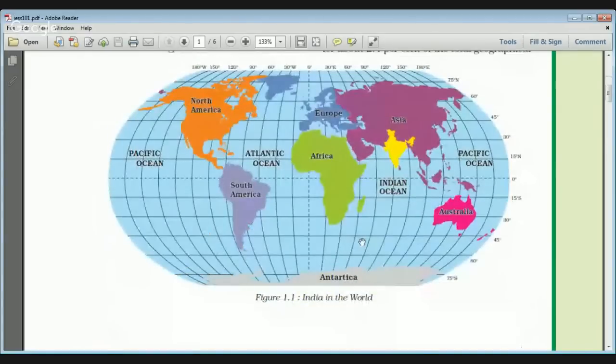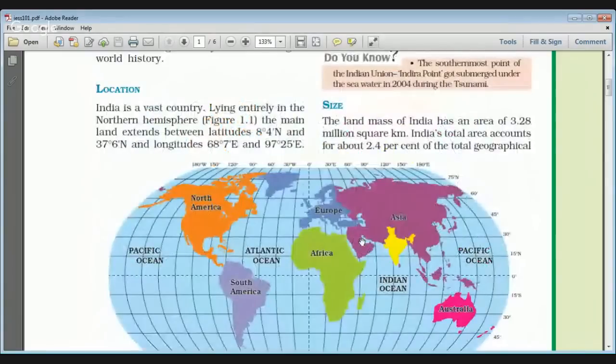And this is the world map, and this yellow color is showing the Indian territory. And if you see the size of India, India has an area of around 3.28 million square kilometer officially. But some of the area of Kashmir is occupied by Pakistan, and also Siachen, and some part of the Aksai Chin area is covered by China. So we have almost around 3.16 million square kilometer area.